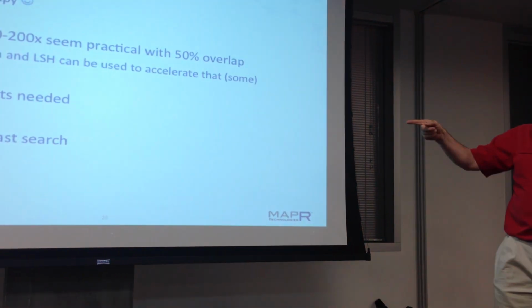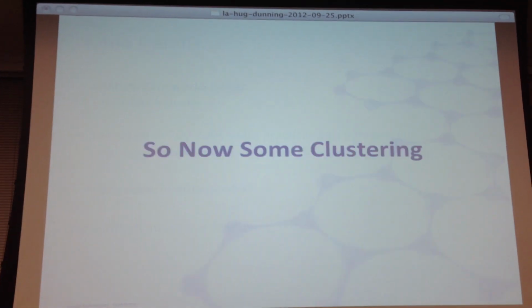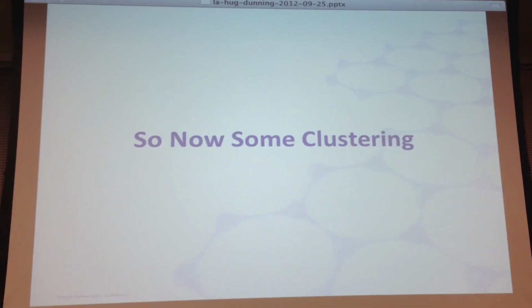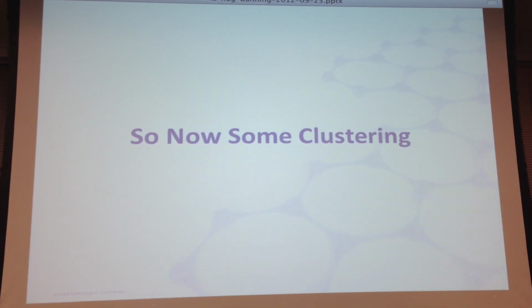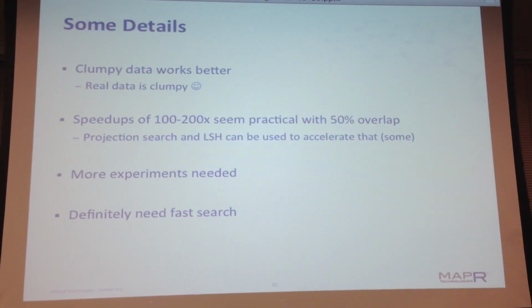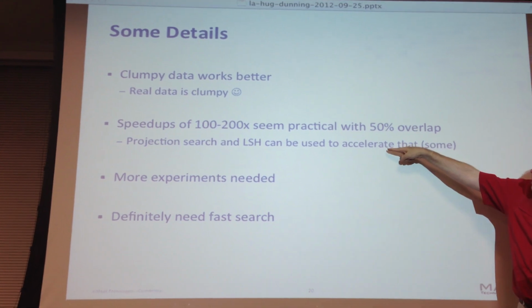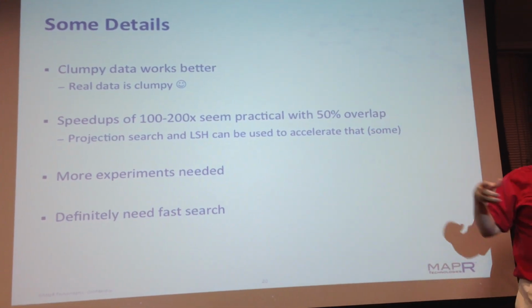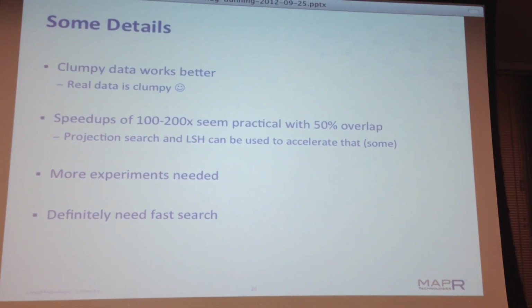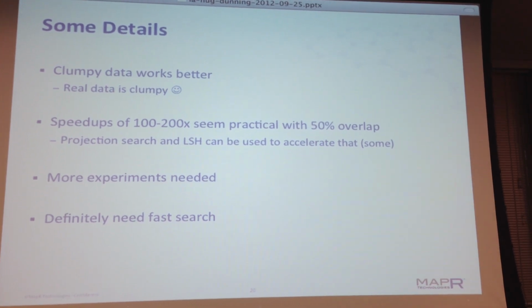So, we definitely need fast search, but here's where the clustering comes in. And this is what makes it all practical, because in this k-means clustering with the LSH underneath it and things like that, we're talking about clustering into 2,000 or more clusters.